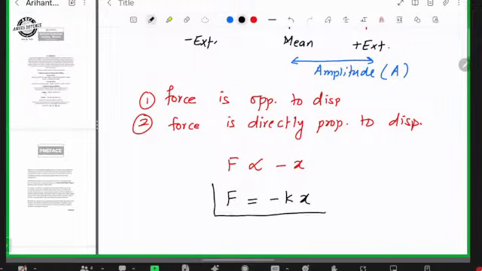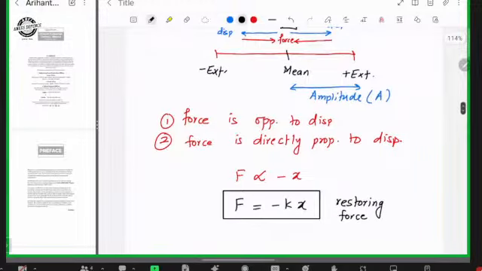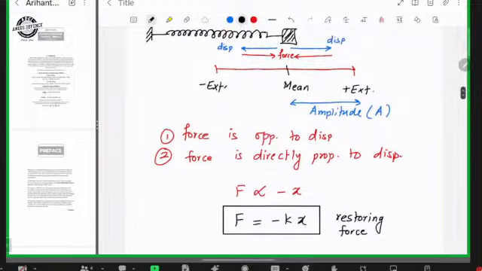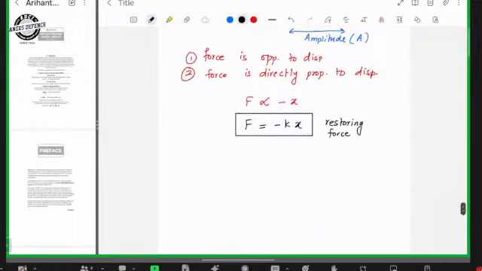This is the very first equation you must remember. This is the equation of restoring force, or force due to spring. Okay, are you following me? Yes, sir. Have you studied simple harmonic motion previously? Yes, sir. Okay, so I'll go fast.